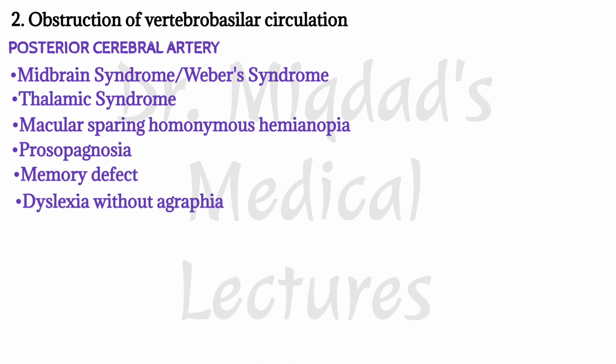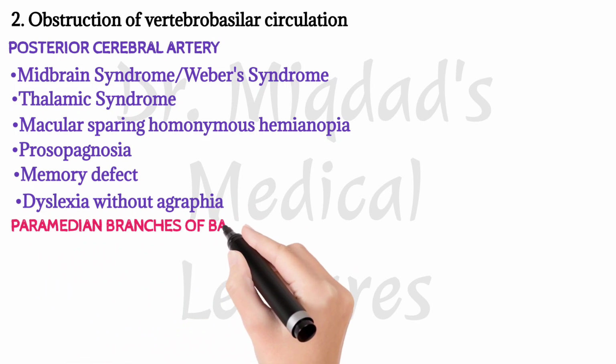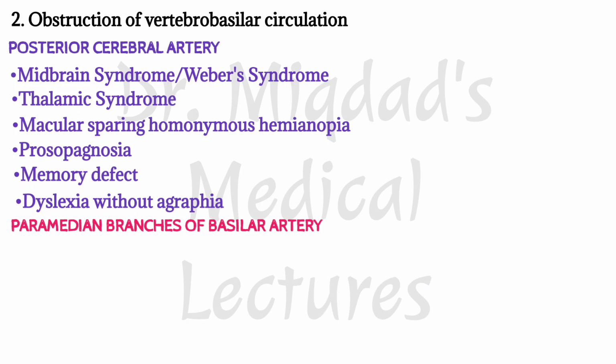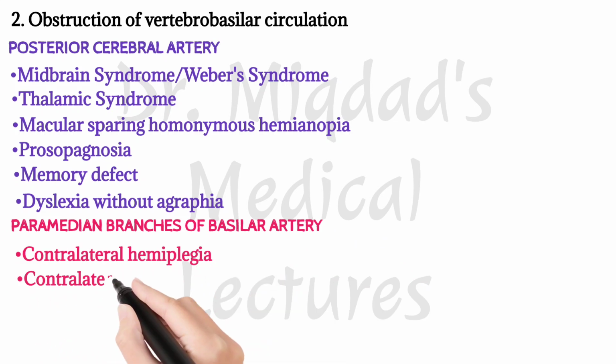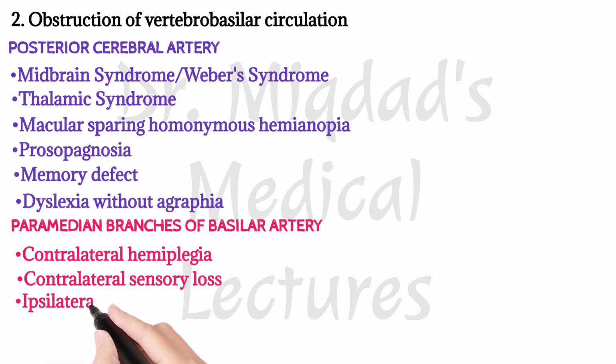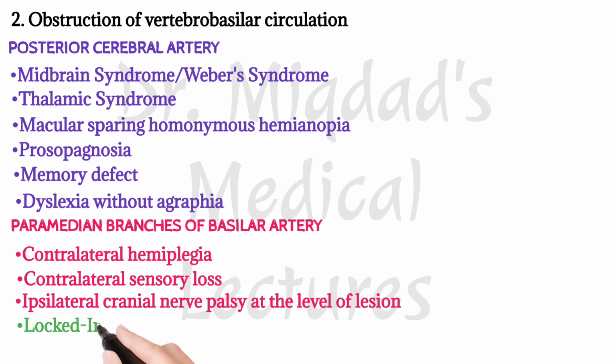Next, come to occlusion of paramedian branches of the basilar artery. Here, the person will develop contralateral hemiplegia, contralateral sensory loss, ipsilateral cranial nerve palsy at the level of the lesion, and sometimes locked-in syndrome in case there is bilateral damage at the pontomedullary level.